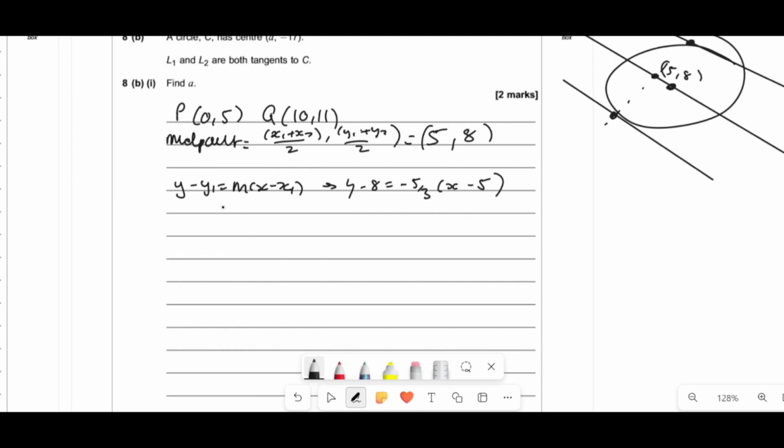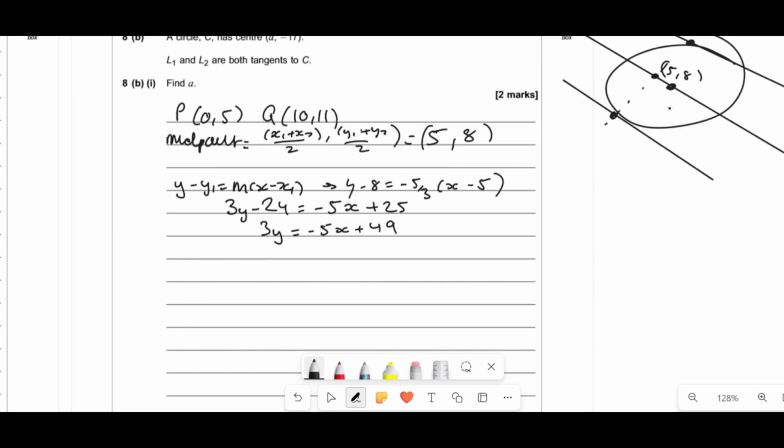Okay, I'm going to tidy this up to make it look a little bit nicer. So 3y minus, what's 8 times 3? 24, equals minus 5x plus 25. So then 3y equals minus 5x plus 49.